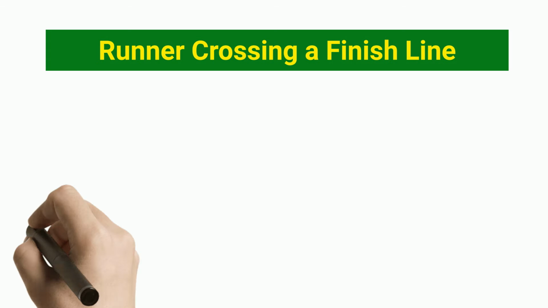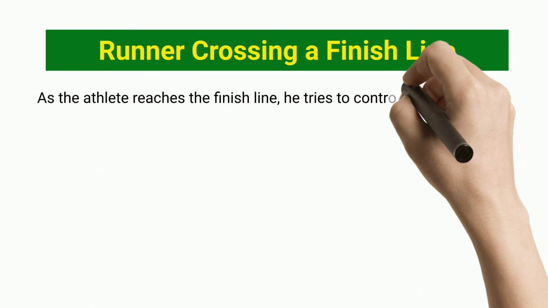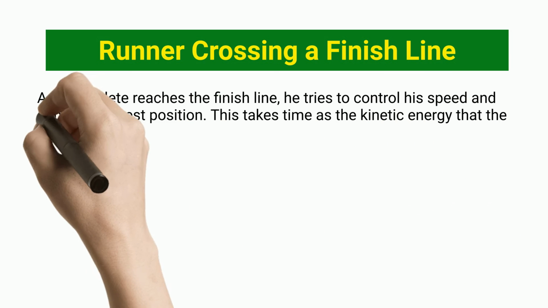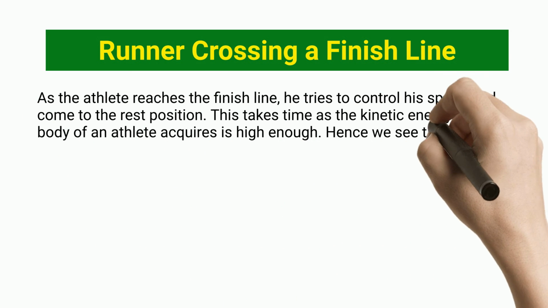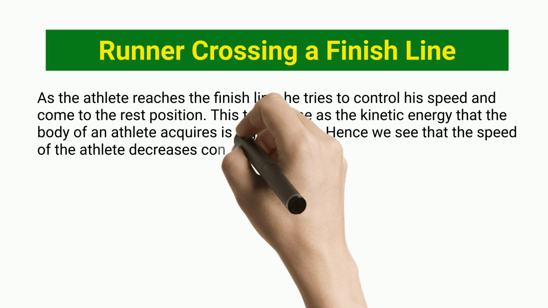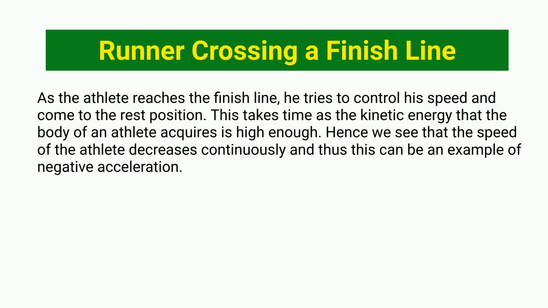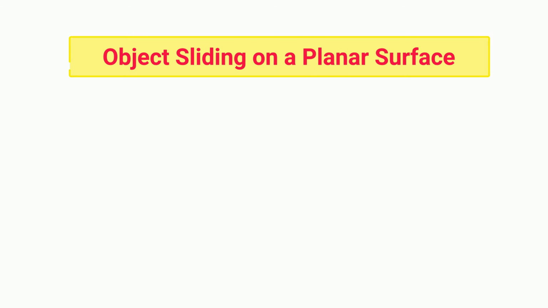Runner crossing a finish line. As the athlete reaches the finish line, he tries to control his speed and come to the rest position. This takes time as the kinetic energy that the body of an athlete acquires is high enough. Hence we see that the speed of the athlete decreases continuously, and thus this can be an example of negative acceleration.